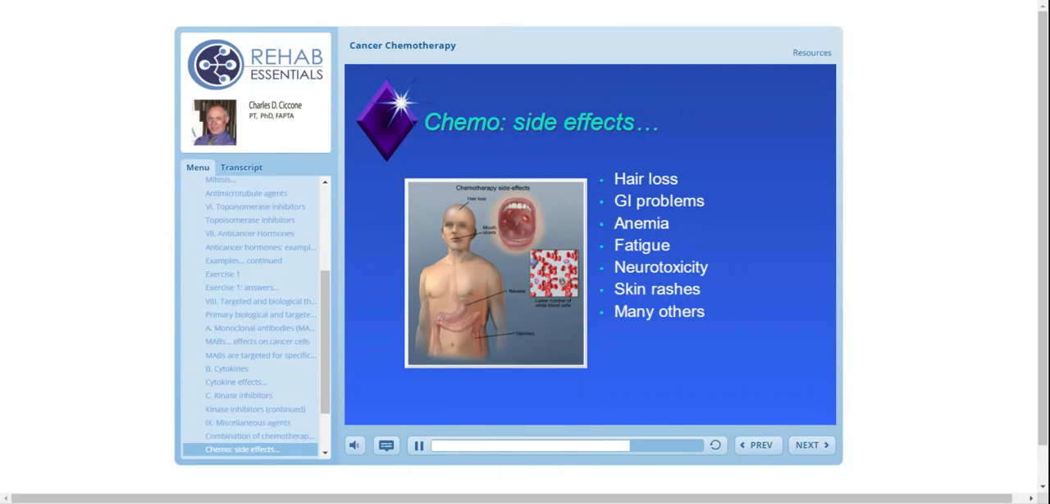So, if you look at these side effects, they make sense. The hair loss, the GI problems, this is due to the fact that normal cells are also being affected, that the division of these cells, anemias, production of red blood cells is also being affected because a lot of these drugs are inhibiting the cell division that normally sustains red blood cell production, or the GI tract, and so forth. So once again, there's no question why our patients are feeling really sick.